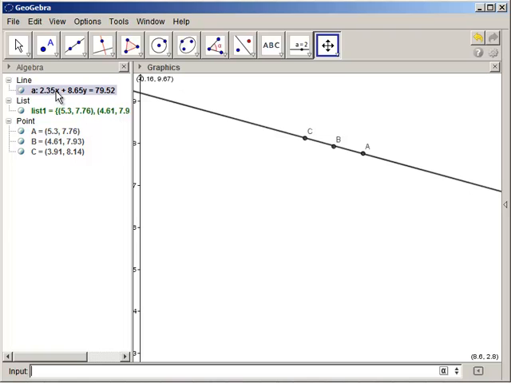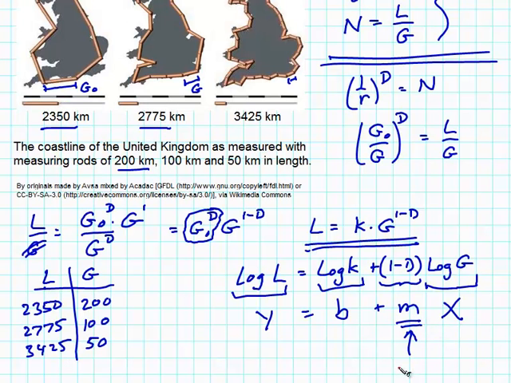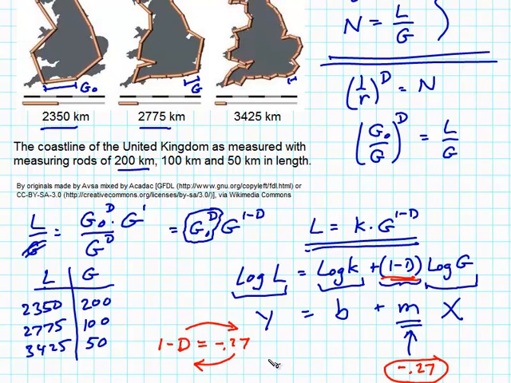Now I can take this equation and put it into y equals mx plus b form. And notice that the slope is minus 0.27. That's the number that we're really interested in. Okay, we found that the slope is minus 0.27. And that's equal to 1 minus d. So let's solve for d. So if 1 minus d is equal to minus 0.27, let's bring the d to this side and this to the other side. So d is going to equal 1 plus 0.27, or 1.27.